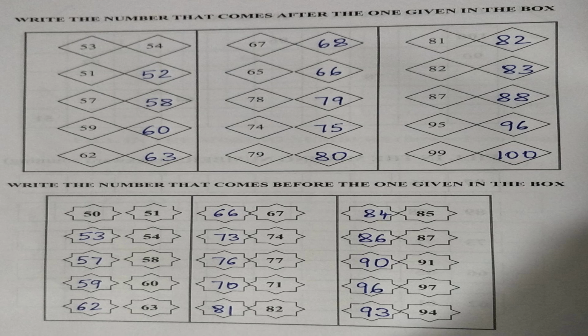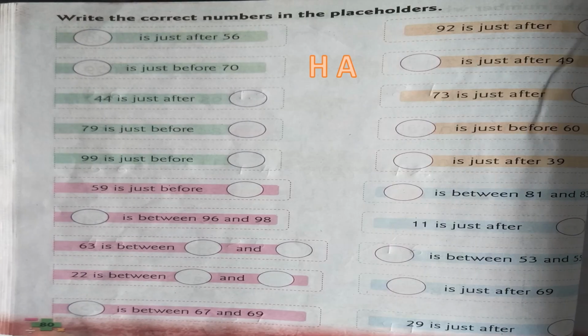Children, I hope you all have done your homework. Pause the video and check for the answers, children. Okay. Children, this is on page number 80 in your composite book. I want you to complete it as your HA. We'll check for the answers in our next class. Okay.